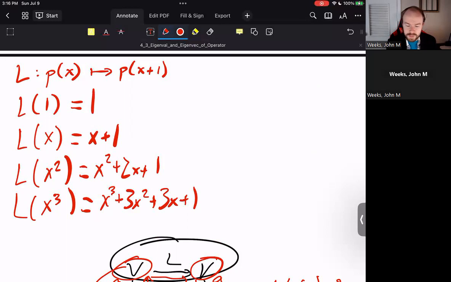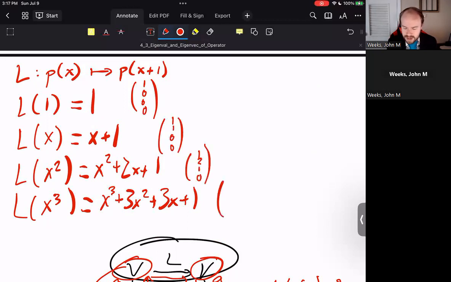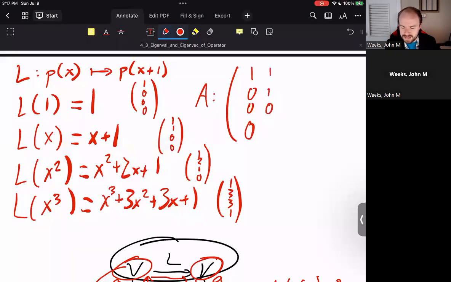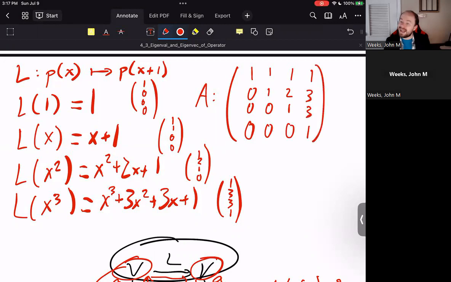So writing each of these in terms of their coordinates, I should have something like this. The constant term always goes as 1. The x term is 0. The x squared term is 0. And the x cubed term is 0. That's why we get this column vector here for L of 1. Then we should have 1, 1, 0, 0 for L of x, 1, 2, 1, 0 for L of x squared, and 1, 3, 3, 1 for L of x cubed. So all told, the matrix A should be something like this. Let me write it by column to make it a little more straightforward for me. There we go.